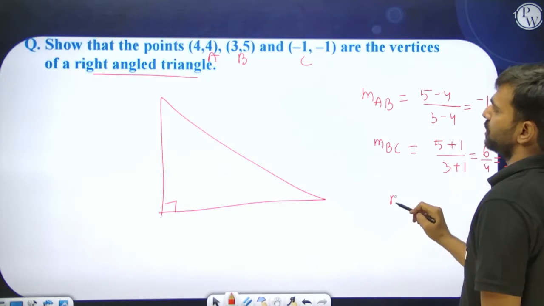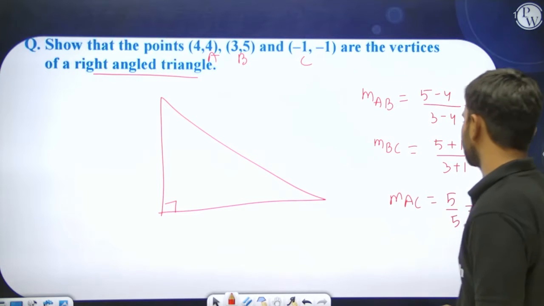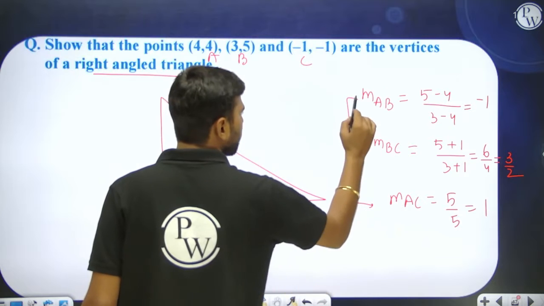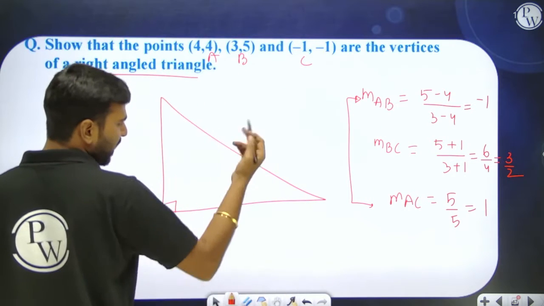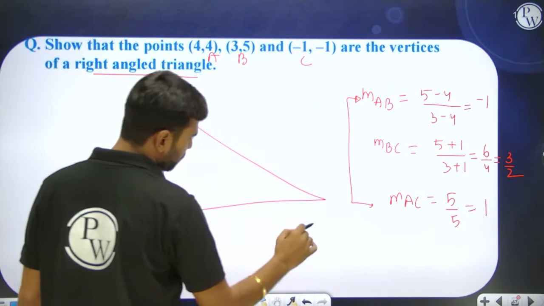What is the slope of the line joining AC? 5 upon 5, that is equal to 1. So over here we can see that AB and AC are perpendicular because the product of their slopes is equal to -1. A is the common point, so that's why A is the point at which the 90-degree angle is getting formed. So this is A, this is B.